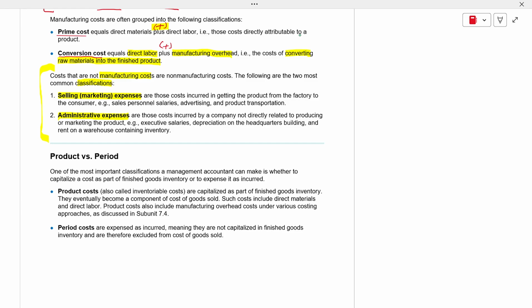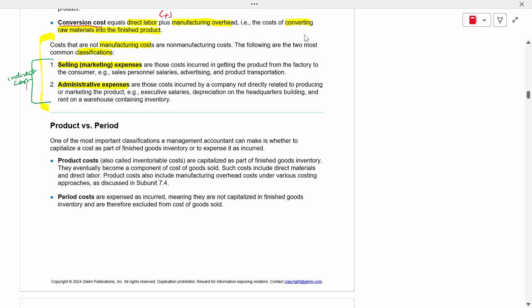Selling and distribution. Selling is not a manufacturing cost. Okay, there is a selling and distribution. That is the reason we are going to say that this is otherwise called an indirect cost. Okay, indirect cost. Now, another very important classification.